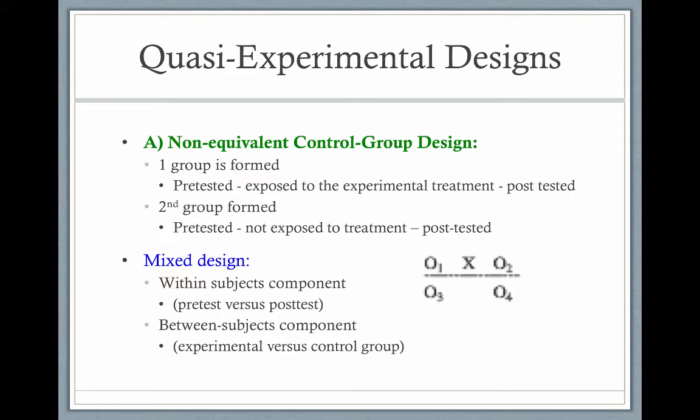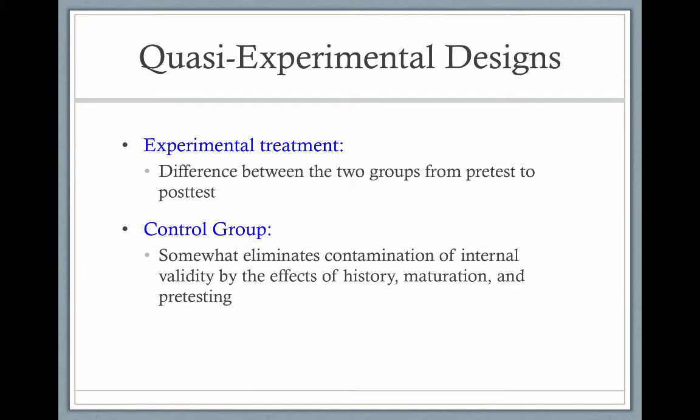So this is a mixed design. It's within subjects and between subjects. The experimental treatment is the difference between the two groups from pre-test to post-test. And having a control group somewhat eliminates contamination of internal validity by the effects of history, maturation, and pre-testing. So having the control group helps us eliminate those internal variables.